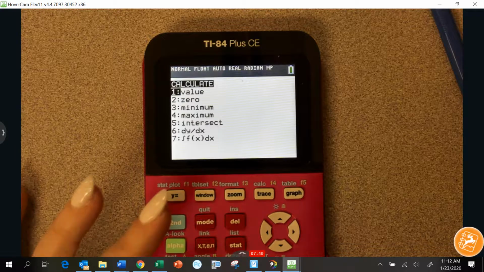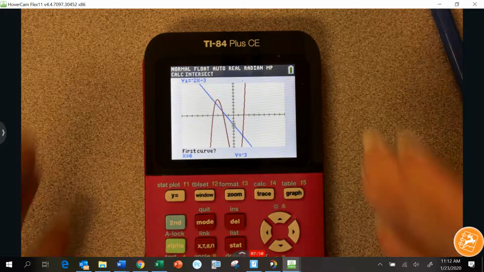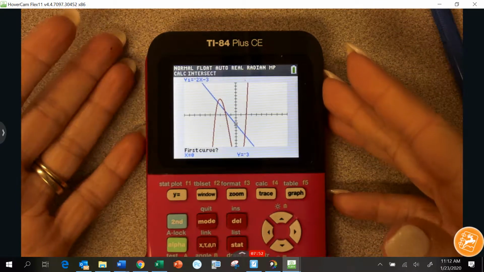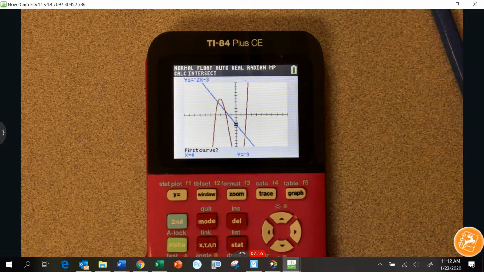So 5. Now, it asks you first curve. It does not know. This is not a living and thinking person. It does not know what you want. It does not know what you graphed. So it says first curve even though it's a line. Don't get mad at it.